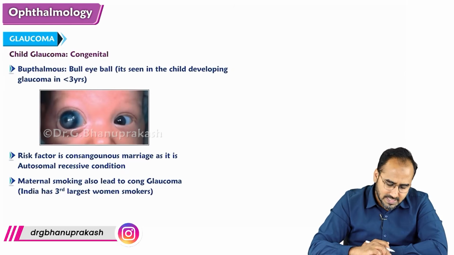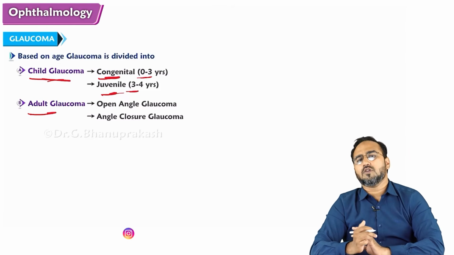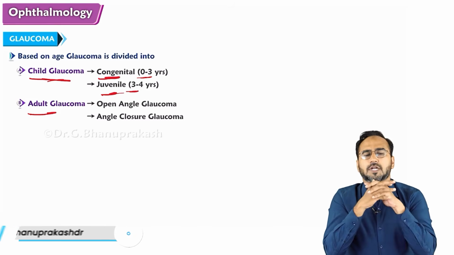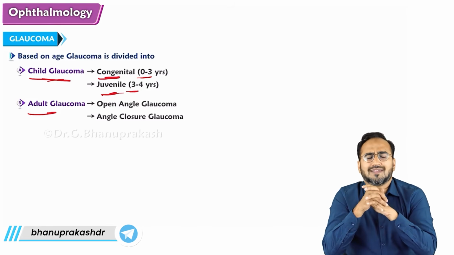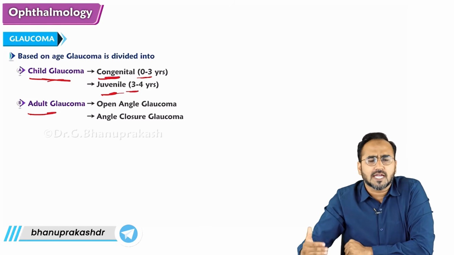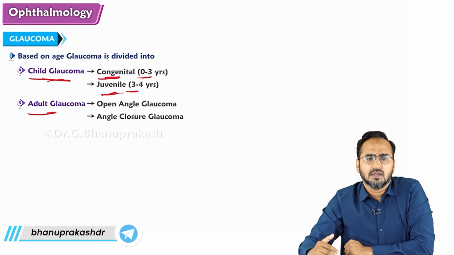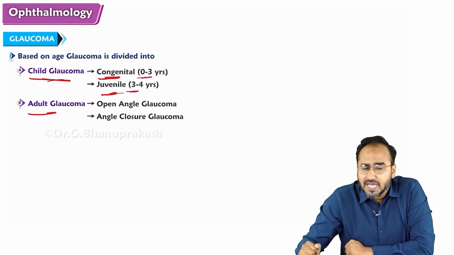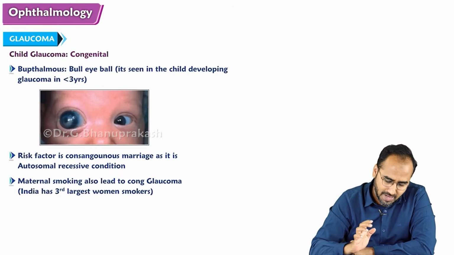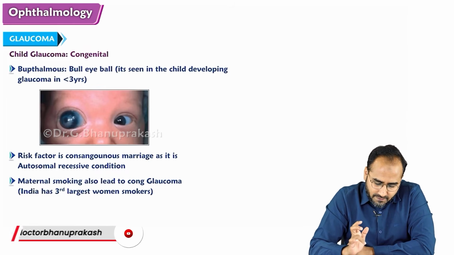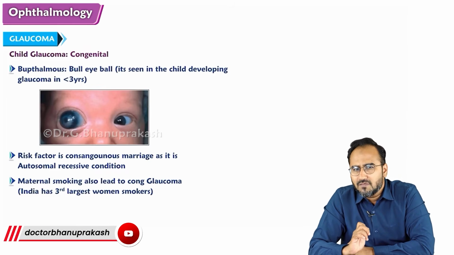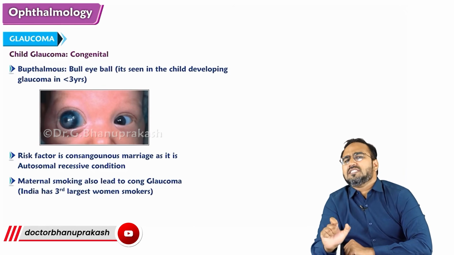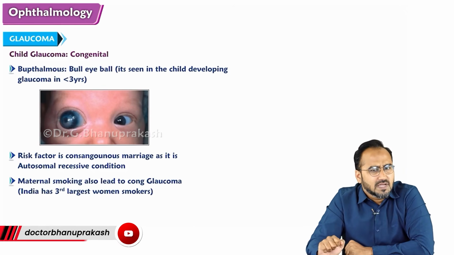So anyways, guys, we are discussing congenital glaucoma. Congenital glaucoma means what? Congenital means by birth the child is having glaucoma. What could be the cause of this congenital glaucoma, guys? Consanguineous marriage could be a cause, because it's an autosomal recessive condition, and consanguineous marriages can usually cause autosomal recessive problems.